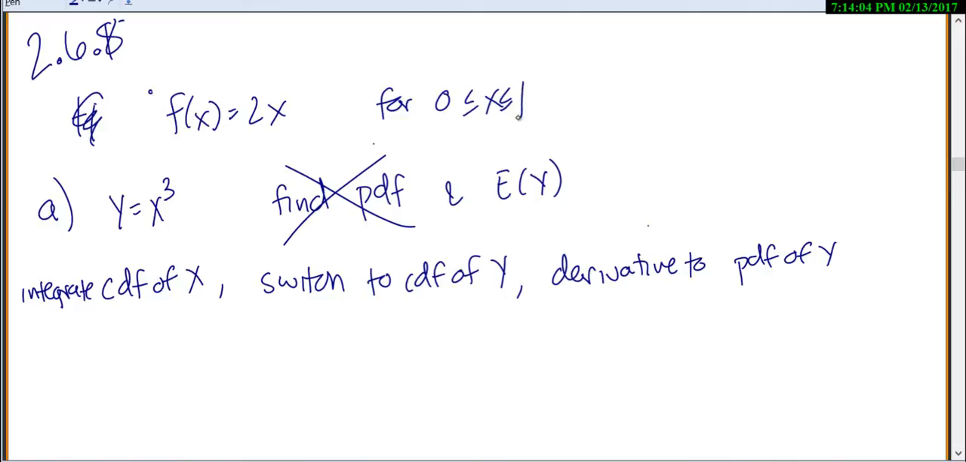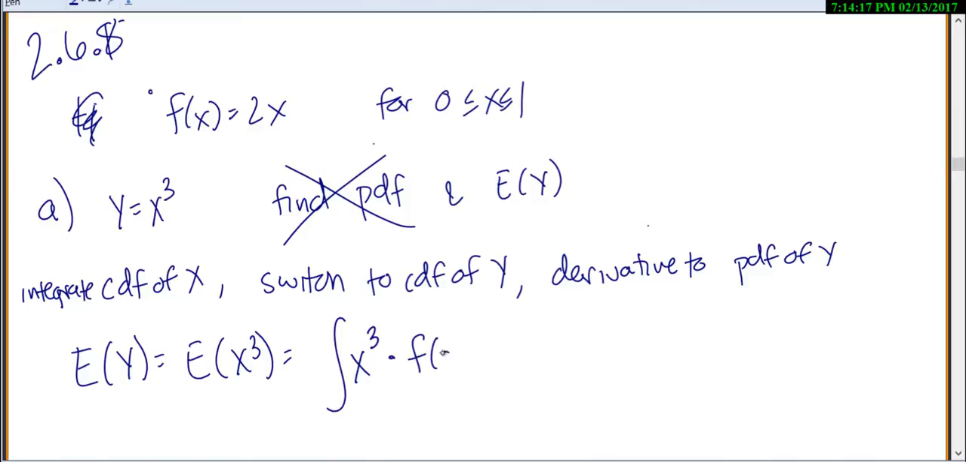Okay. So expected value of y is just equal to expected value of x cubed. And so if you want to find the expected value of anything, we just integrate what you want to find the expected value of times the PDF. That you should be able to do, and I would expect you to do that on the exam. And what would my bounds be? From 0 to 1. So we'll go from 0 to 1 of x cubed times 2x dx, and whatever you get there.